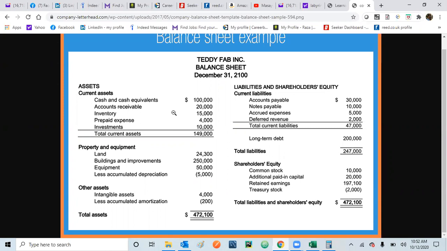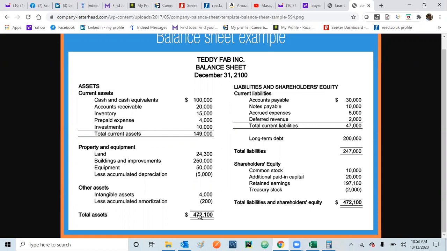So if you see this one, you will find that all of your assets have this number, and all of your liabilities have this number, and all of your equity has this number, which is not mentioned here. But if you add this one and the equity part, you will get this number, which is equal to the asset side. So yeah, this is all about the balance sheet.